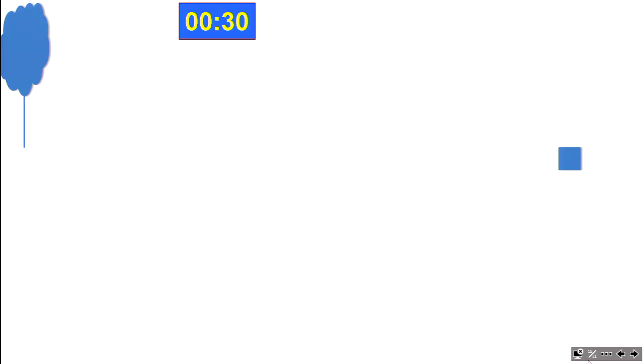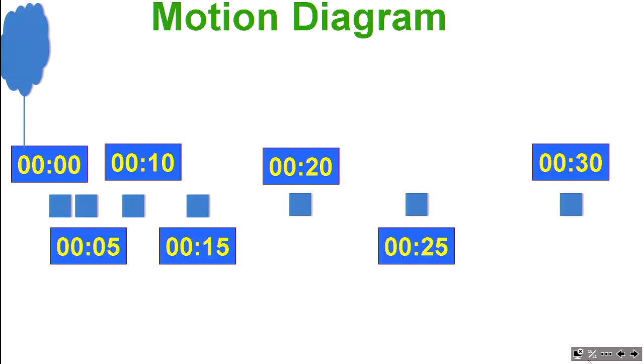And the next step, we can put together all those snapshots. And this picture has a special name. We call it a motion diagram. It's a diagram which represents the motion of an object. We can see the location of that object at different instances. Here, those instances are 5 seconds apart.